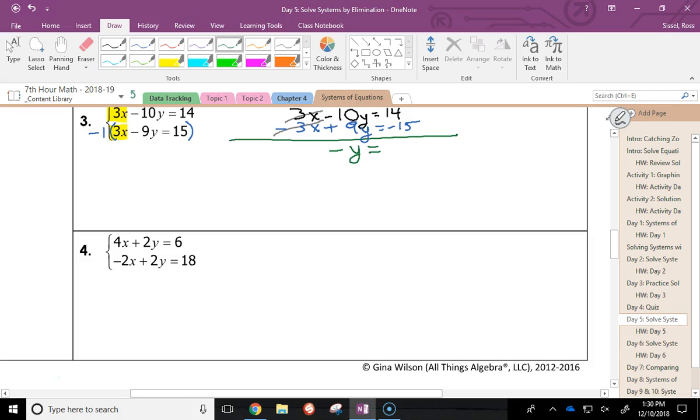What? Negative 1. Now, I have negative y equals negative 1. I don't want to know what a negative y is. I want to know what a positive y is.